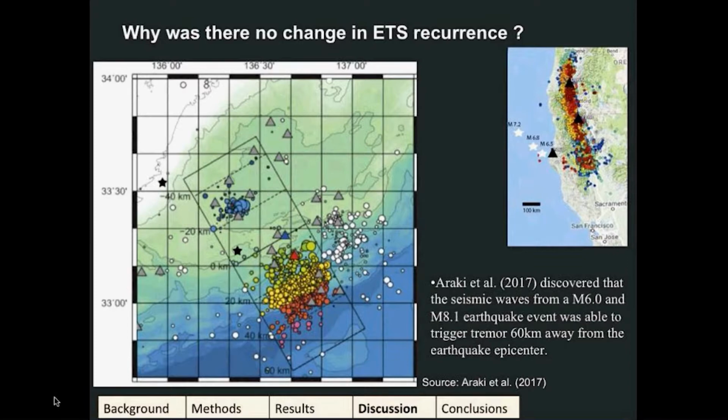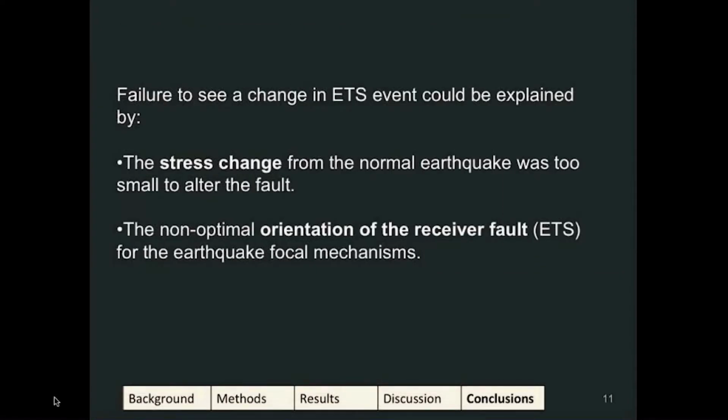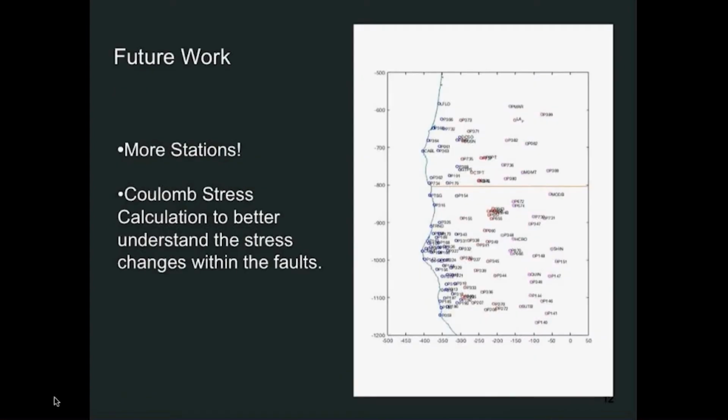So I found that a little bit surprising, but it makes sense because we concluded that it's possible that the orientation of these 3 earthquakes wasn't optimal to cause enough stress change in the subducting plate for the ETS fault. So it could just be that the earthquakes were not oriented right and it didn't affect the ETS recurrence. So that was pretty much what I found.